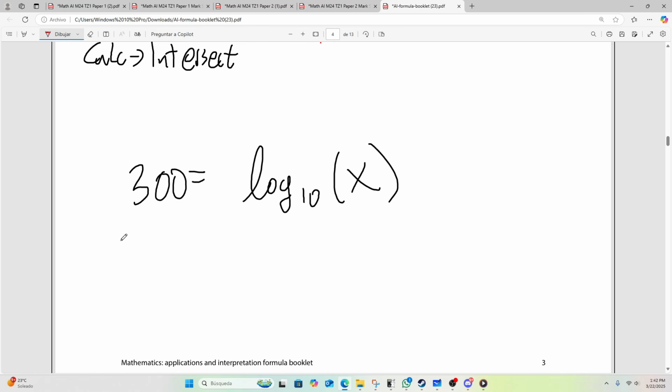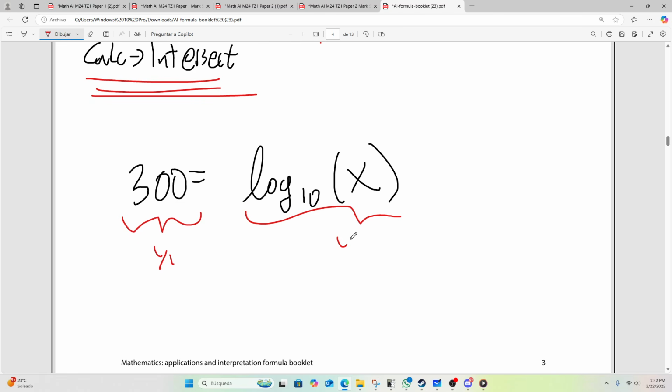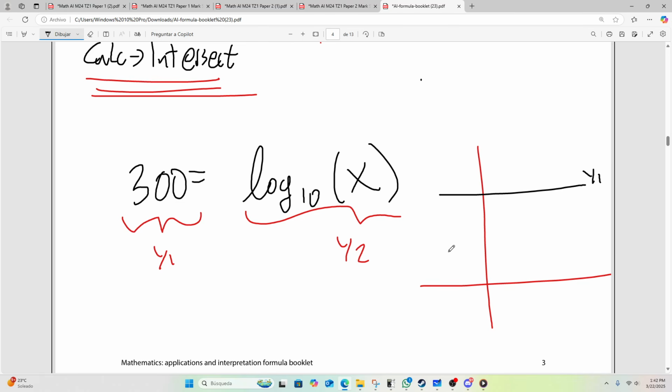What you can do is using calc intersect, you call all of this y1, you call all of this y2, you graph it. So that means you're going to be graphing 300 up here for your y1. And then your log, I'm going to make this up. It's not how it actually looks like, but let's say that the log ends up looking something like that, okay? And so this would be your y2.